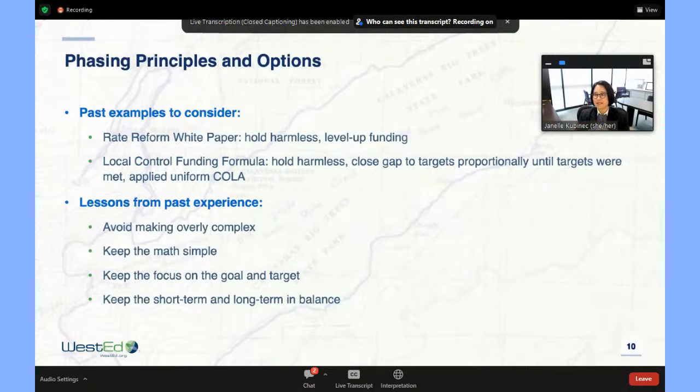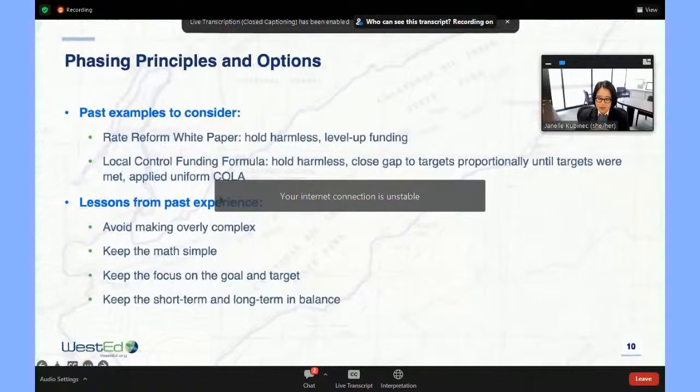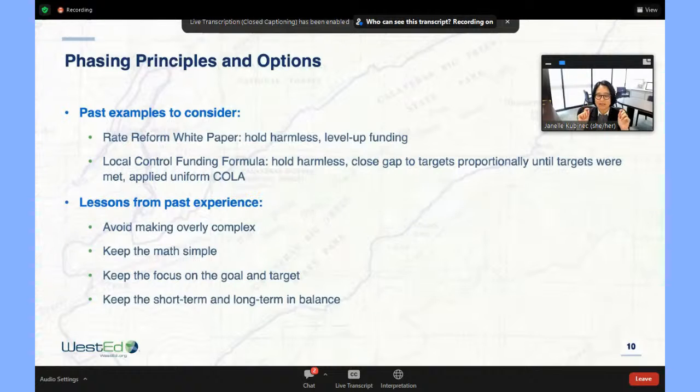Keep the math simple. So you can see in both these examples, I want that to be something that you can do with a multiplication and division, and get yourself there. And I think the other thing here is keeping focus on the goal and the target. So in both cases of the rate reform white paper, as well as the LCFF, there was a sense that they could quantify a target for where the rate should be. And this wasn't the first step of the process, but it was a step that had to be articulated.